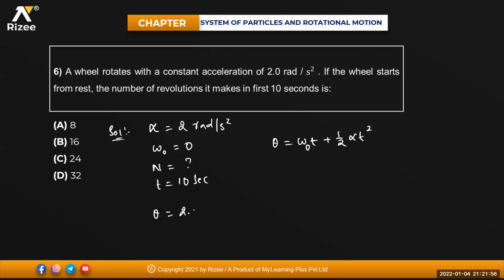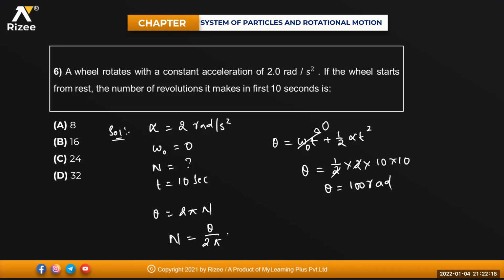Theta is equals to 2 pi into n. So n value will be equal to theta by 2 pi. So calculate the value of theta. Initial angular velocity is 0. So theta is equals to half into alpha value, which is 2, into t, which is 10 square. 10 into 10 is 100. This 2 will get cancelled. So theta will be equal to 100 radians. So n will be equal to 100 divided by 2 pi. That means 2 1s are 2, 2 5s are 10. So it is 50 by pi. That means it is 50 divided by 3.14.